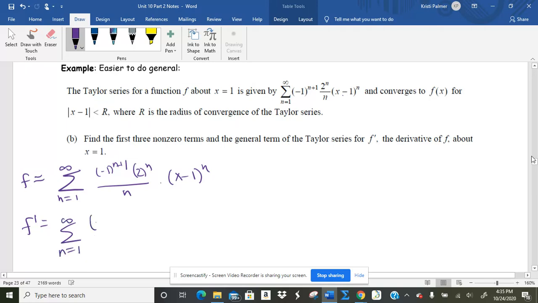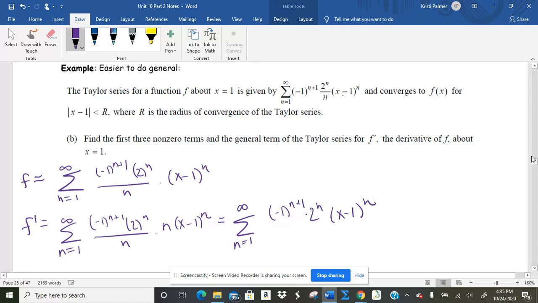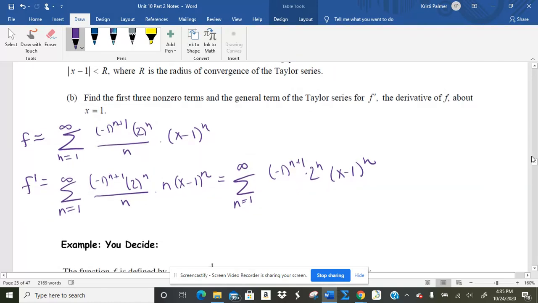So this part goes along for the ride. And now I derive this. And I can simplify that. Sorry about that. I can simplify that because the ends now cancel out. So this right here. Okay. So now it wants the first 3 non-zero terms and the general term.